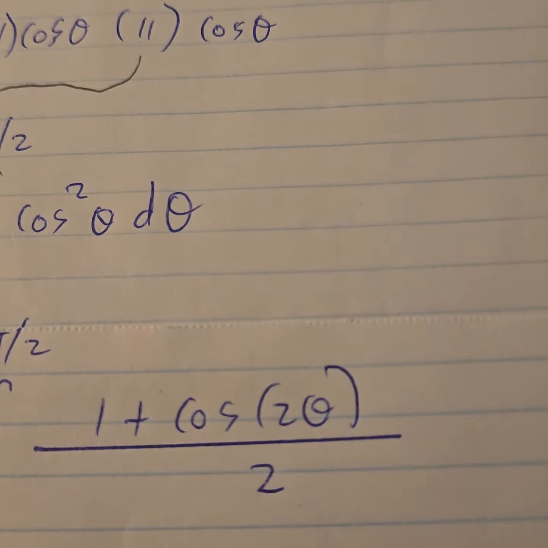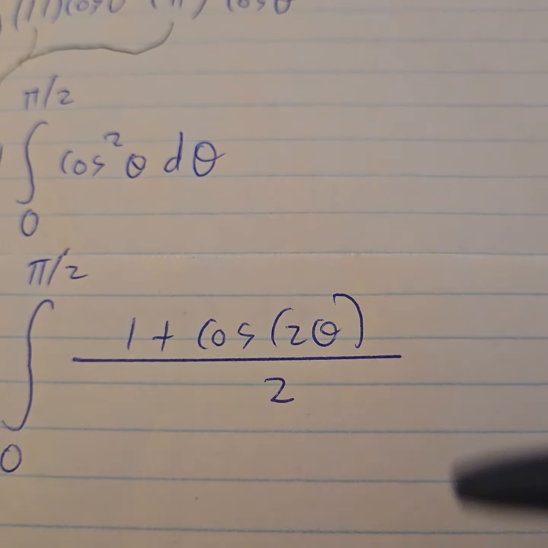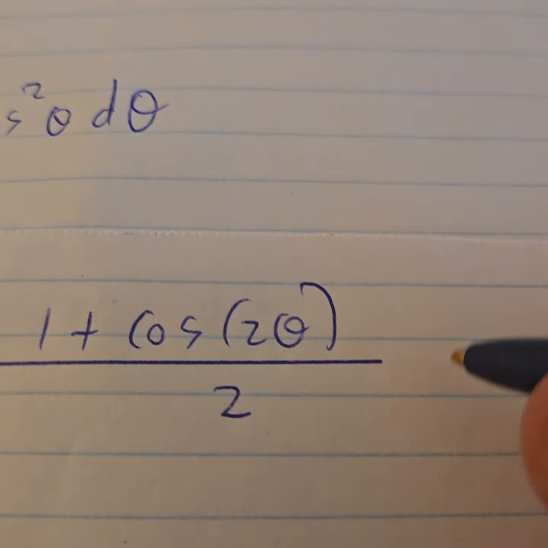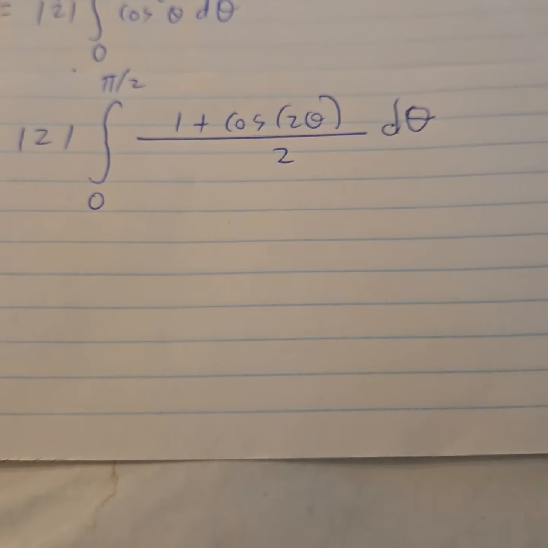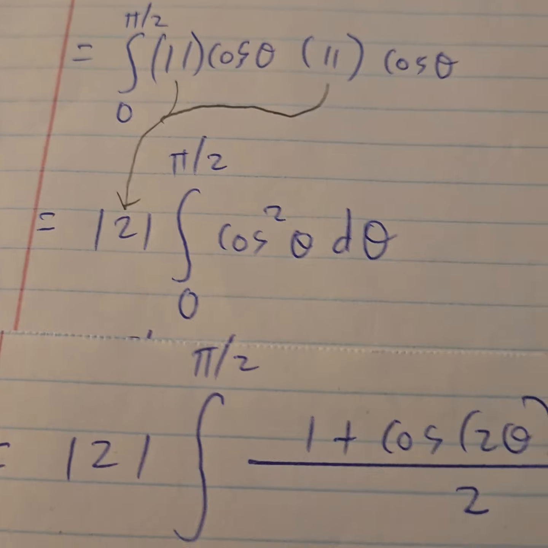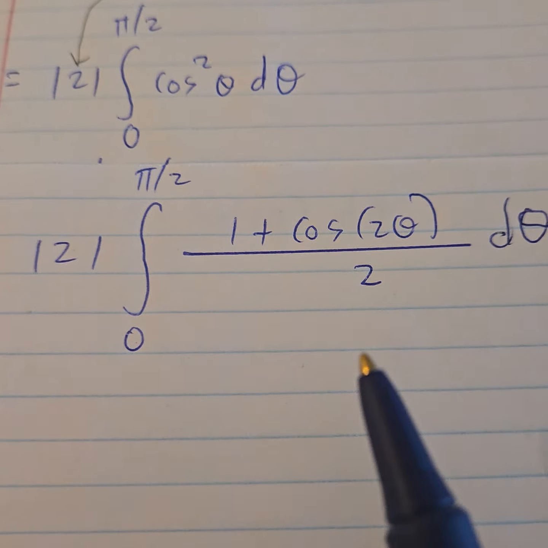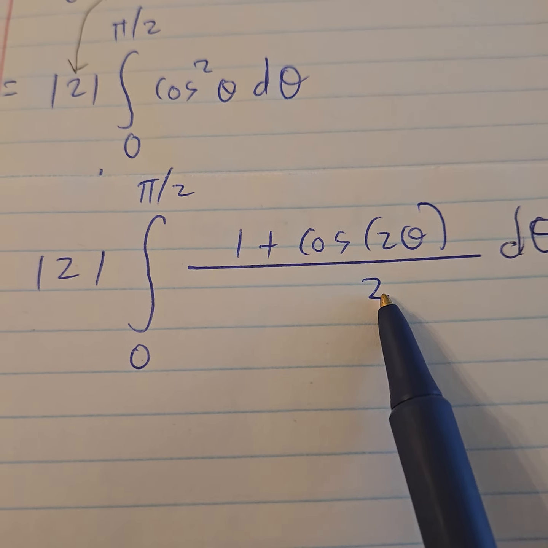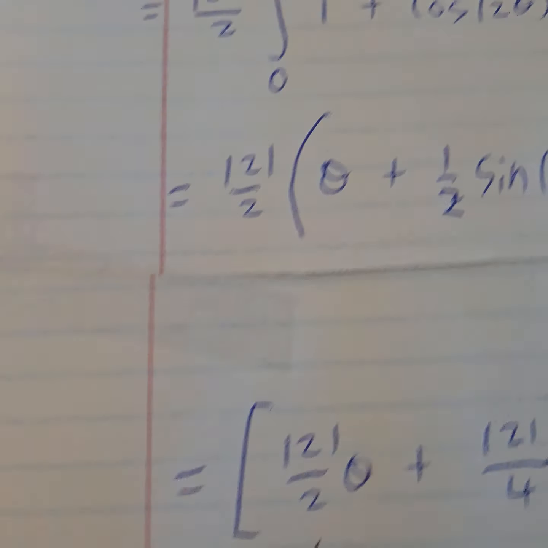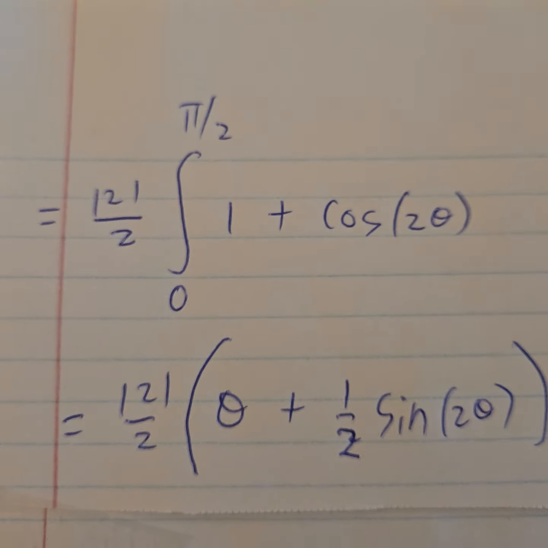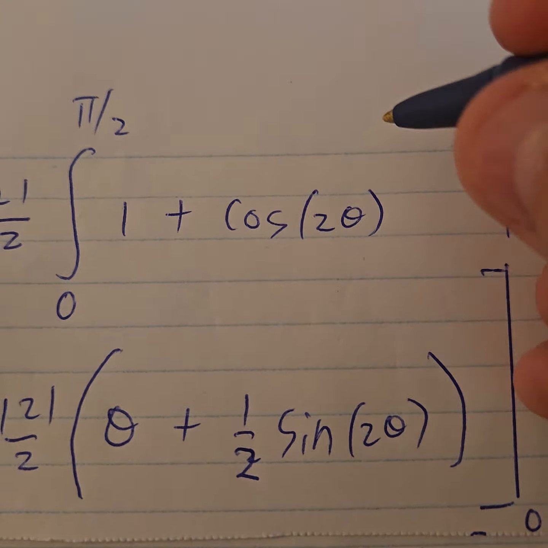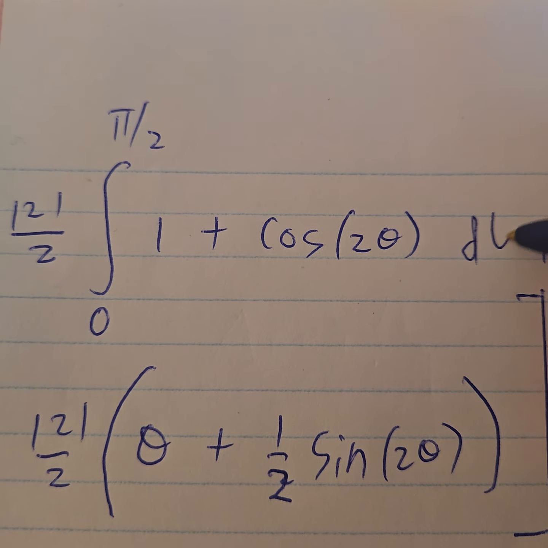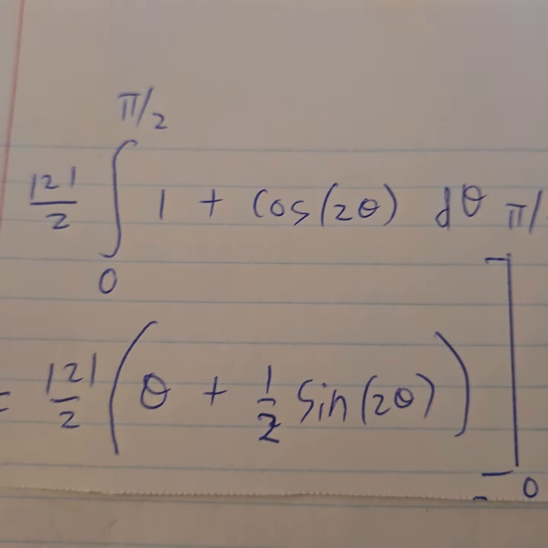And it's not serious, I forgot to write the d theta here. Depending who your instructor is, they may or may not be happy. And now I'm just going to simplify. I'm going to bring this constant out. So I've got 121 divided by 2 of the integral of 1 plus cos 2 theta from 0 until pi over 2.